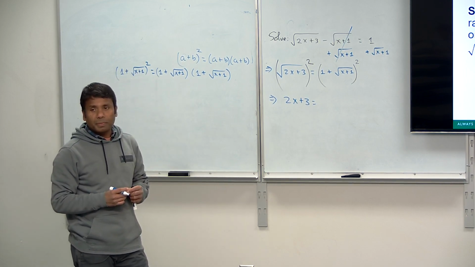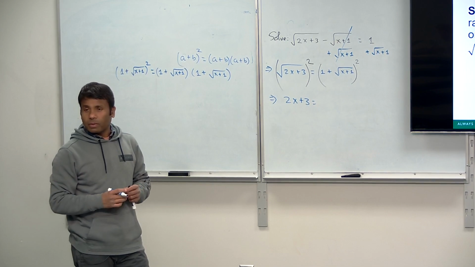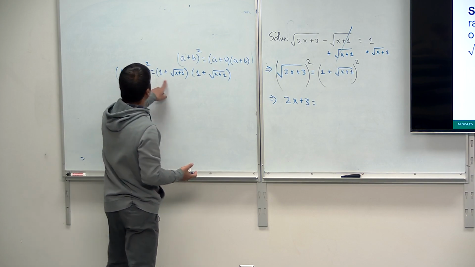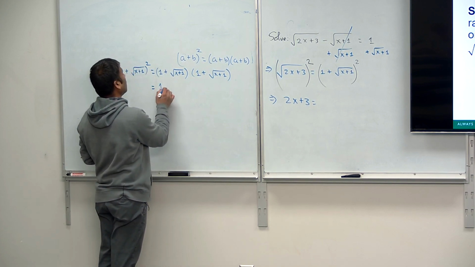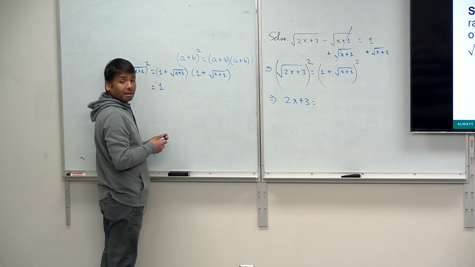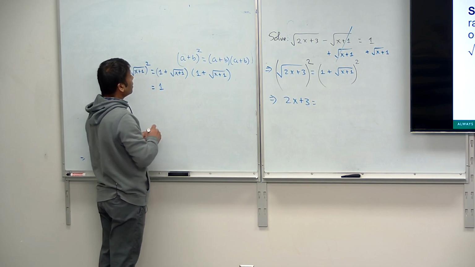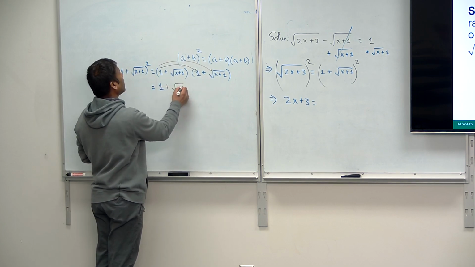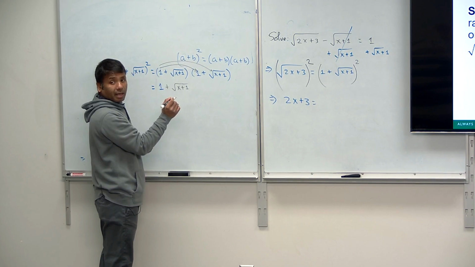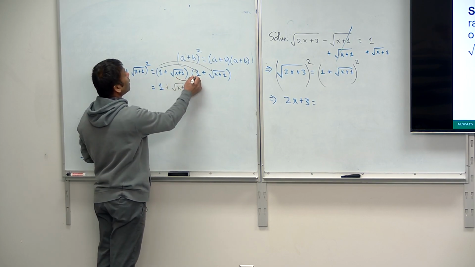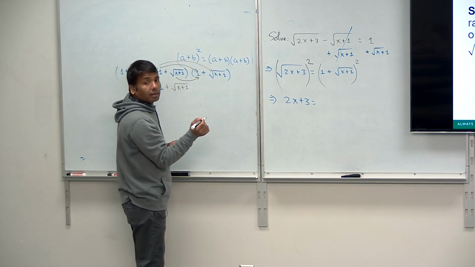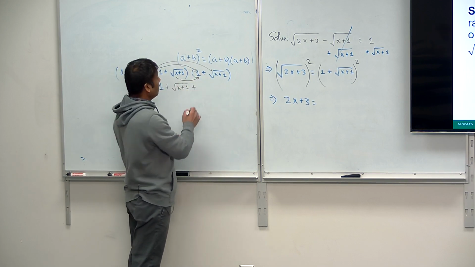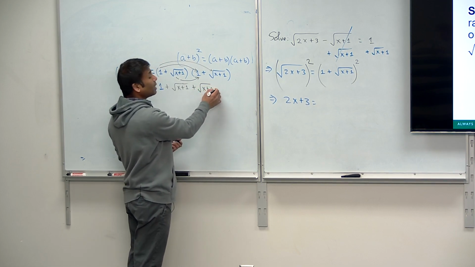Right? And then you use the FOIL. You FOIL, okay? So what is 1 times 1? 1, right? See that? So this 1 times 1 is 1. What is 1 times radical x plus 1? Radical x plus 1. Are you guys with me? Yes? What is radical x plus 1 times 1? Is radical x plus 1, right?